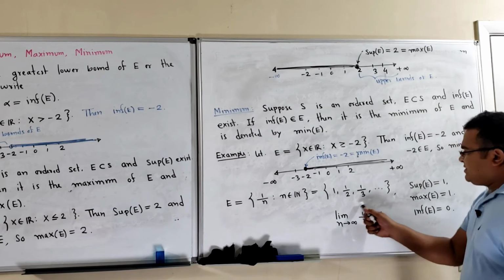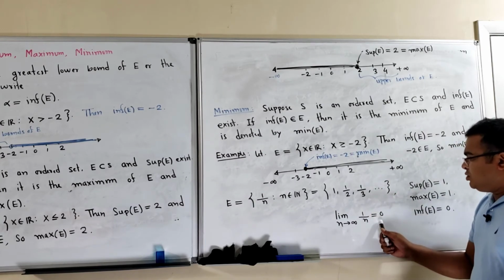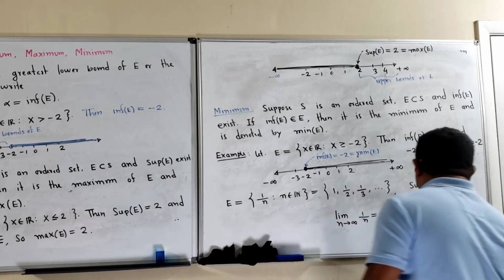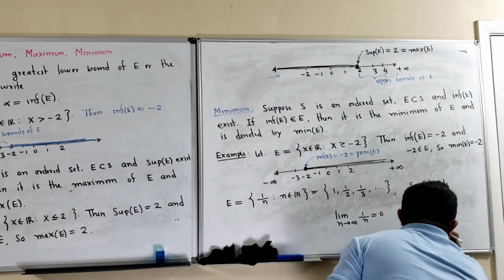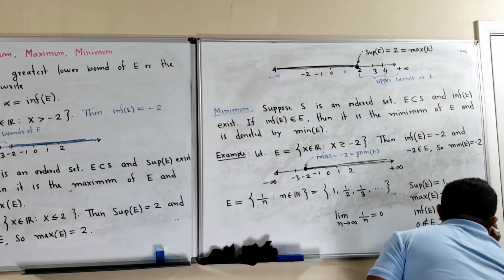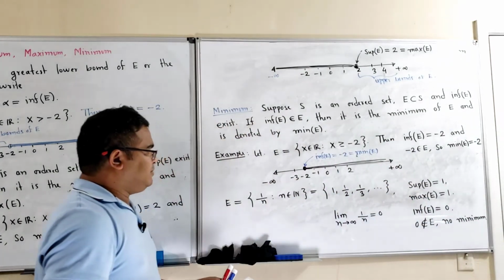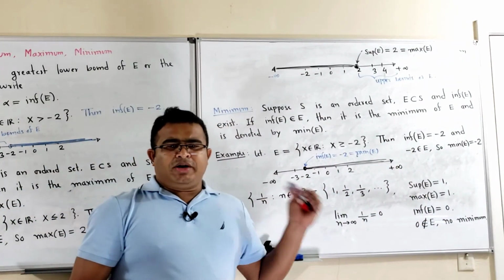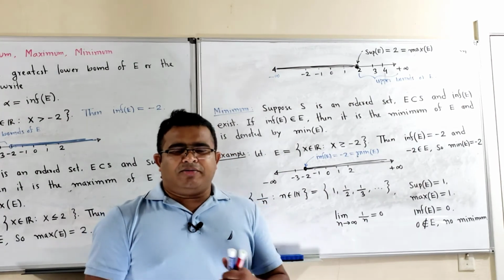But is 0 in this set? No, 0 is not in this set, so there is no minimum. Since 0 is not an element of E, there is no minimum. Now we will give more examples of supremum and infimum to clarify this.